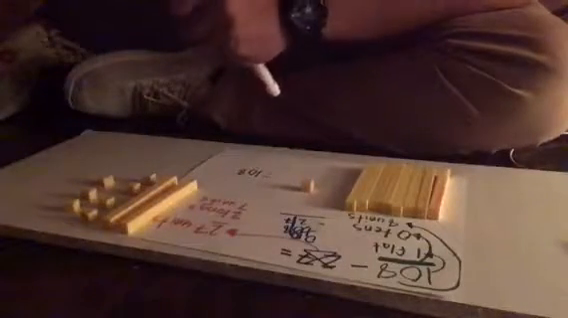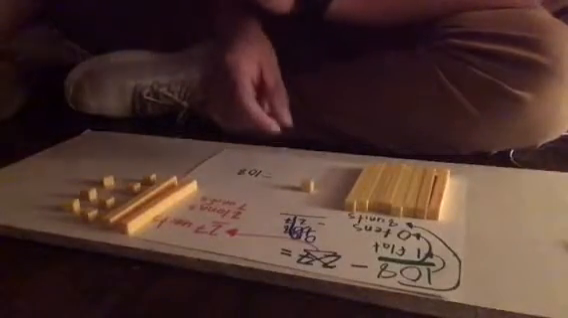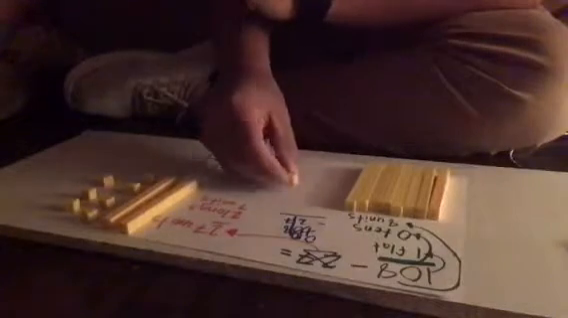So now to get my answer, what I want to do is count what I have left over. So I have 1 unit, and 1, 2, 3, 4, 5, 6, 7, 8 longs.